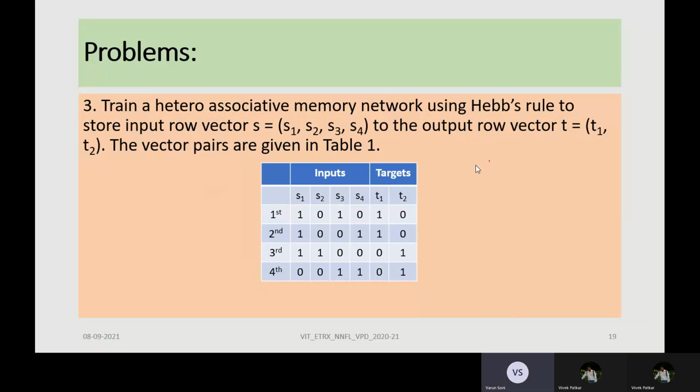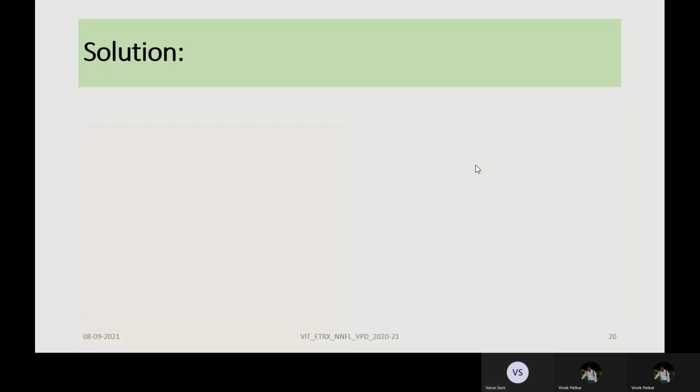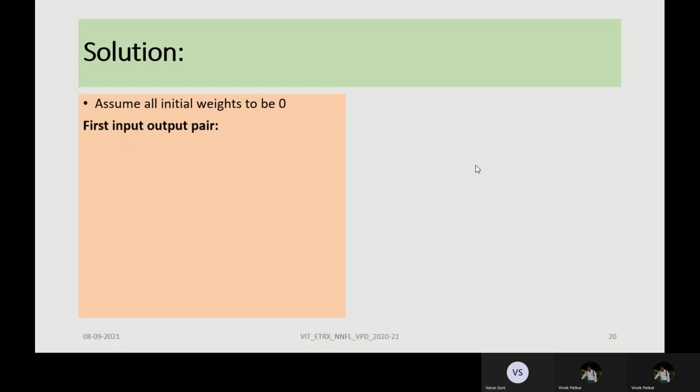Done, sir. So moving to the solution. We assume all initial weights to be zero, since we are asked for using the Hebbian rule. If the Hebbian rule is not given, then the matrix method of the previous auto associative case is what we can use, but since it is given as the Hebbian rule, we need to go with the same rule here.